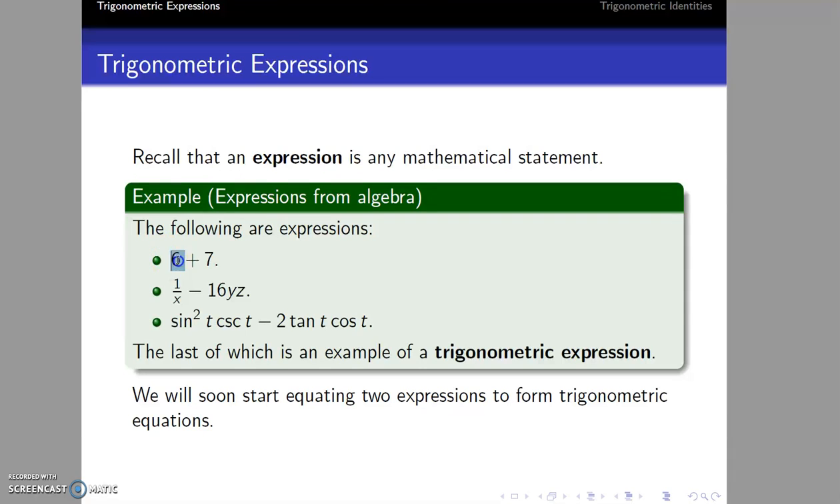Well, just like how 6 plus 7 simplifies, so too can we simplify trigonometric expressions. And that's what we're going to do right now. So how would you simplify sine squared t cosecant t minus 2 tangent t cosine t? Well, one of the very first things I do, and in fact, when I don't know what else to do, this is what I fall back on: I rewrite all my trig functions as just sines and cosines. Because cosecant is 1 over sine. Tangent is sine over cosine. So let's see what we have and go from there.